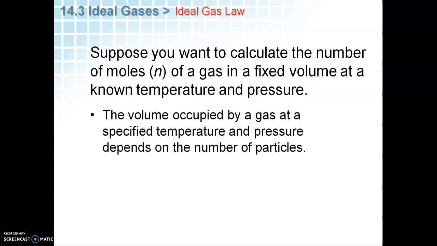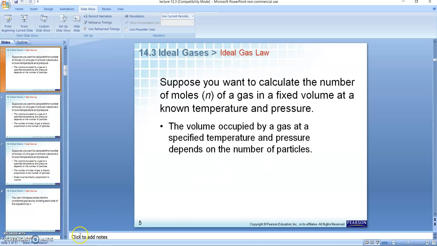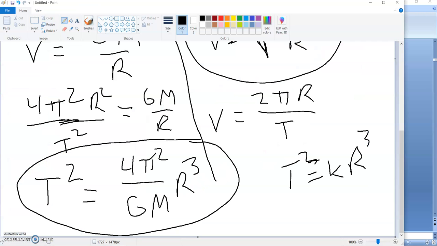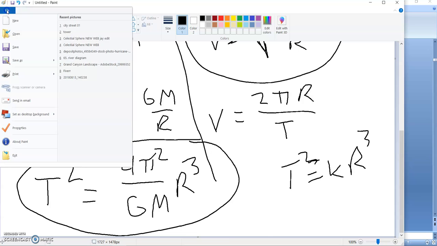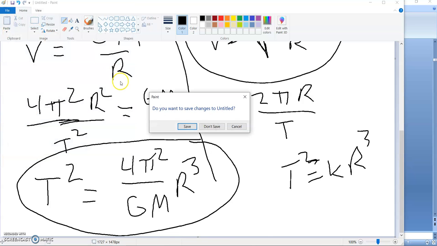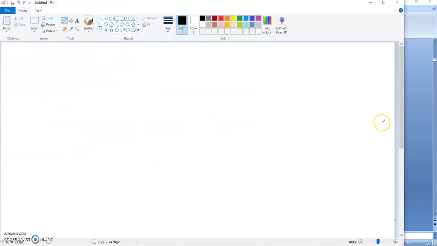I'm going to leave the power plant behind and do this on my own because it's what I do. Oops, there's some physics there. Don't worry about that. No, I don't want to save it.